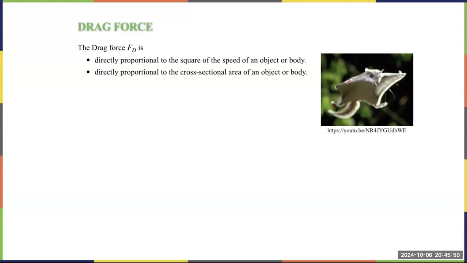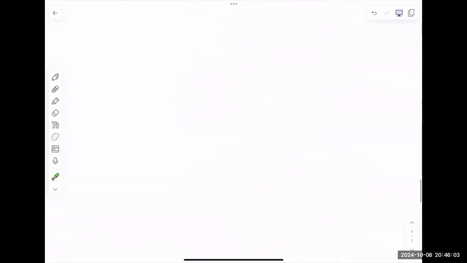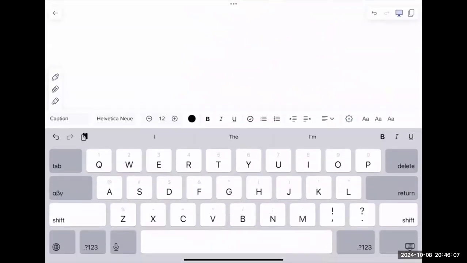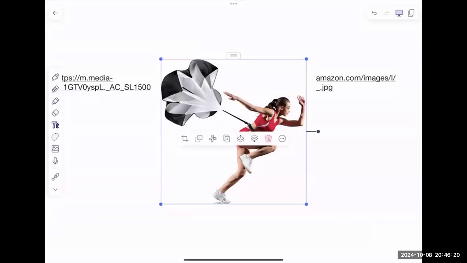Okay, here, so this is what I was trying to show you. Then this one, copy image. So hard to paste, I don't know why. Paste. Okay. Pasting. Okay. Yeah, this is what I was talking about.